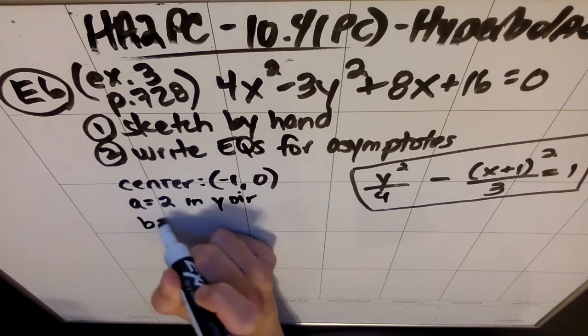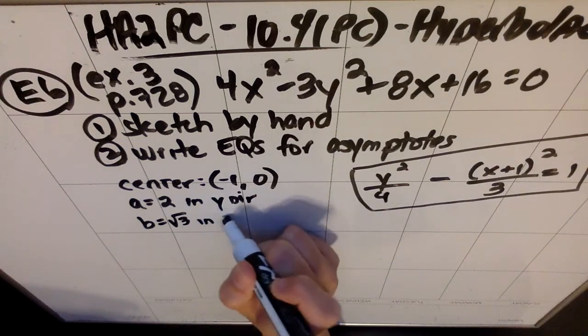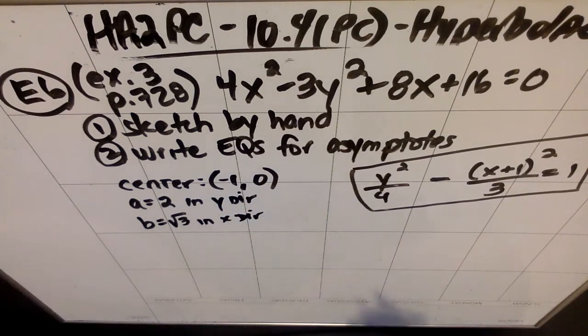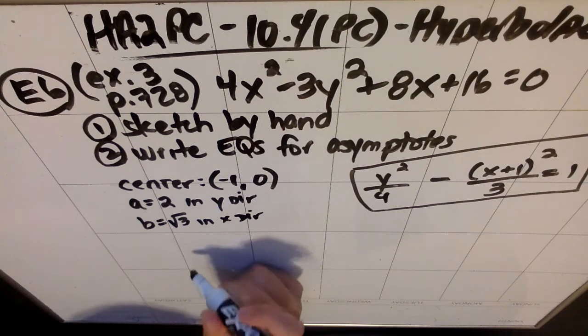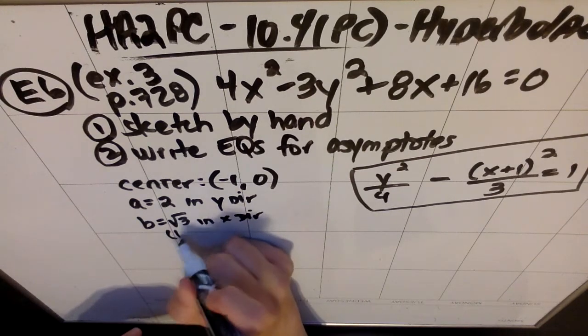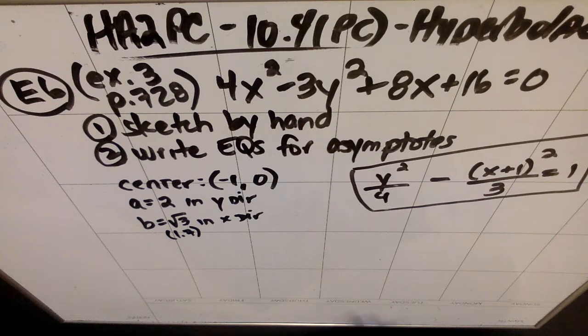And that b is apparently the square root of 3, because b squared is a 3 in the x direction. So if I sketch the graph of this, and that's really all I need to sketch this graph, I'll be able to draw the boxes, I'll be able to put the vertices. It's worth noting that root 3 is about 1.7, give or take.